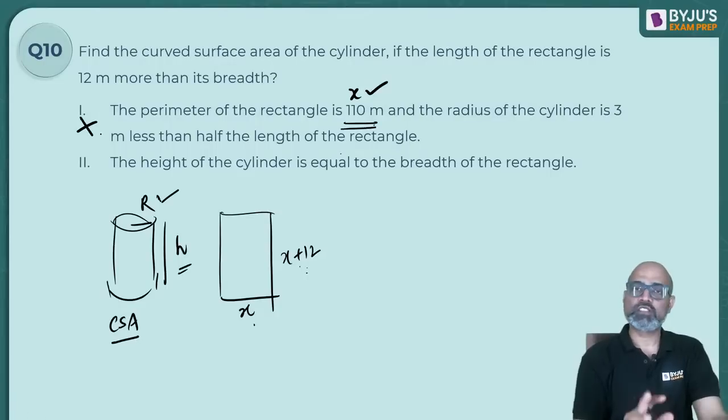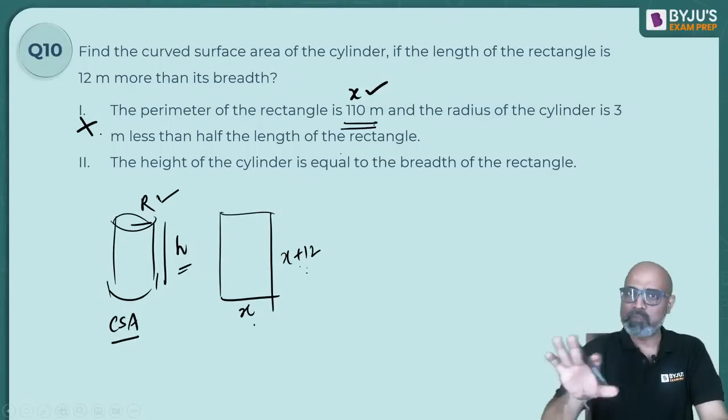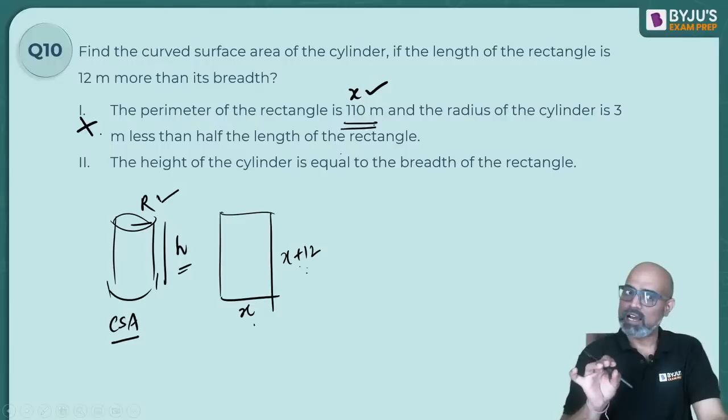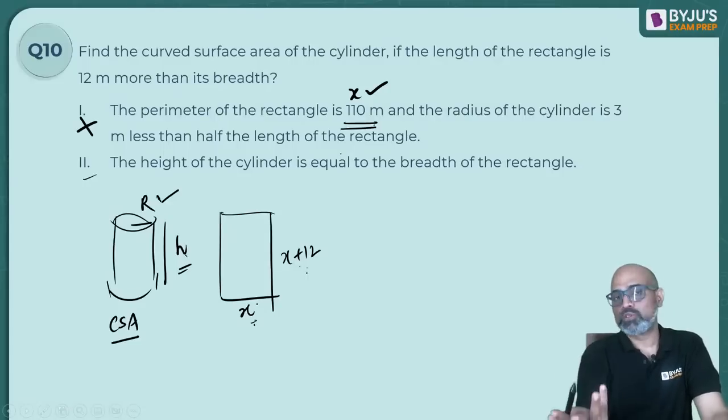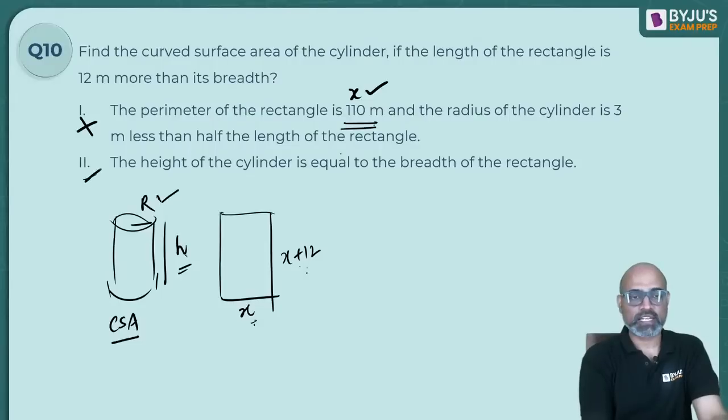So from the first, even though I was able to get a good amount of information, I still can't calculate what they're asking me to. So it doesn't come from the first. Second, the height of the cylinder is equal to the breadth of the rectangle. What do we do with this? Height is equal, h is equal to x. Both are not known. What will we do with both? So it doesn't come from the second either.